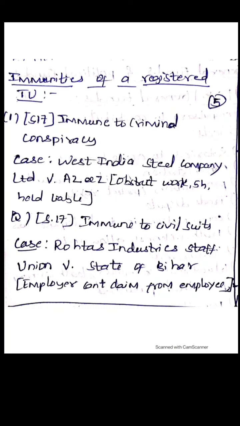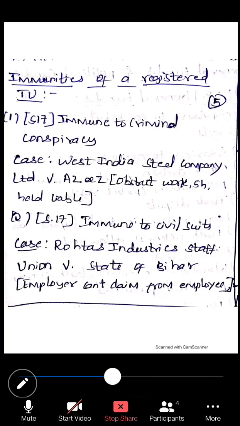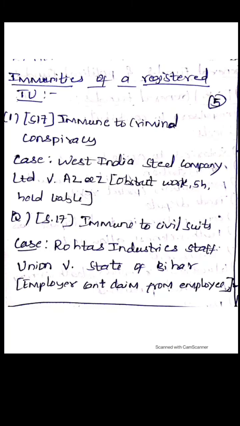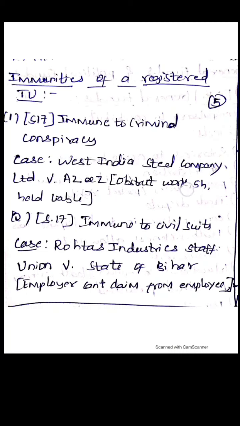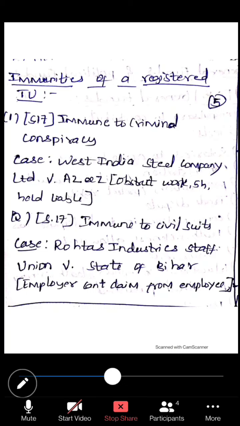Section 17, immunity from civil suits. So the trade union, apart from criminal suits, is also immune to certain civil suits. See, it is tortious to breach or induce breach of contract between employer and employee, but a registered trade union is immune to do so. Say, if the employer is getting into a contract for his business and the trade union is trying to breach the contract, it will be tortious normally, but the registered trade union is immune to it.